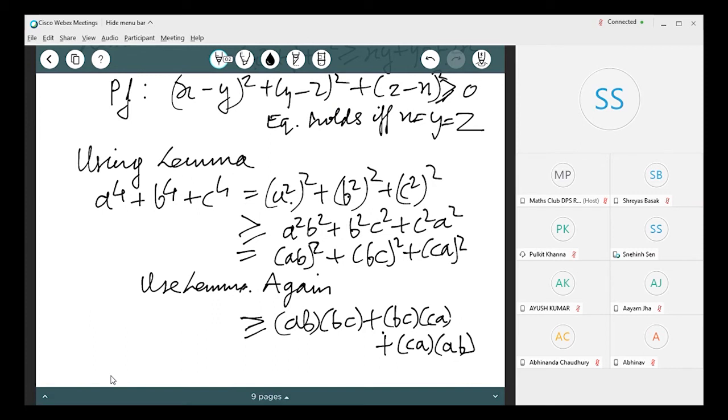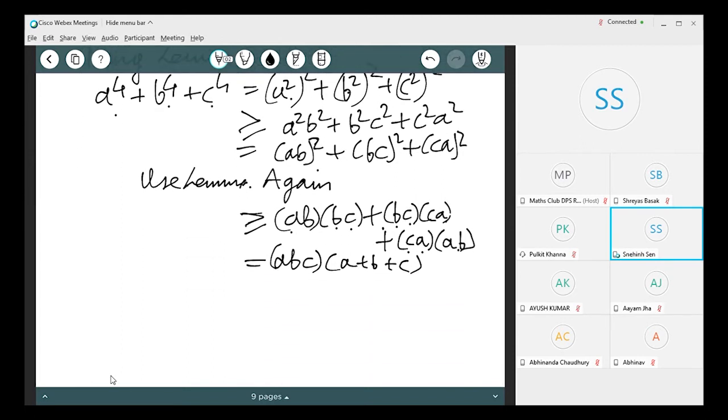Take abc common from each term. You always have an abc over here. So this is equal to abc times a plus b plus c. But that's what we were required to prove, right? So with all this lemma and using it, we have a power 4 plus b power 4 plus c power 4 is greater than or equal to abc times a plus b plus c.